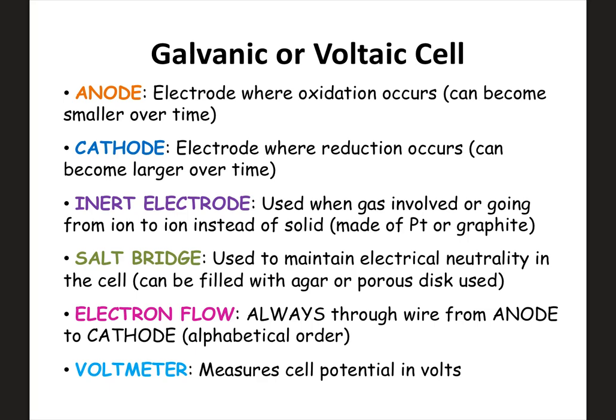The electrons flow through the wire from anode to cathode here. So that's a very important thing to understand. It's alphabetical order. It goes from A to C. So when the electrons are flowing in a galvanic cell here, a voltaic cell, it's going from anode to cathode. And then finally, a voltmeter here is just what's measuring the cell potential. Essentially, it's measuring the voltage of your electrochemical cell, and it's going to do that in volts. So again, a lot of terms here, and you definitely need to know these terms.